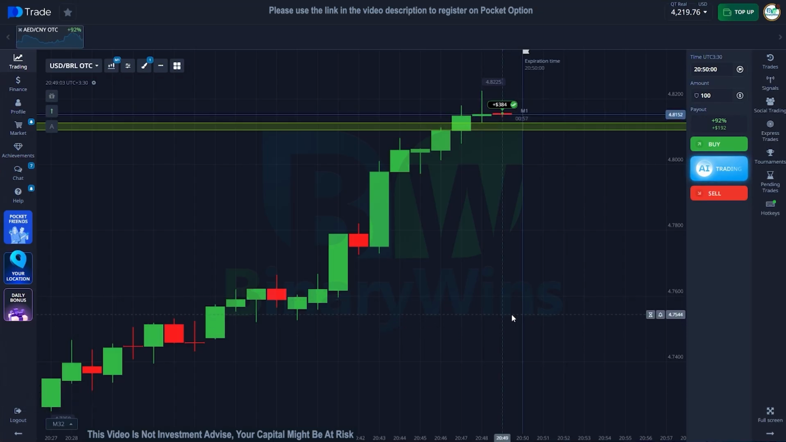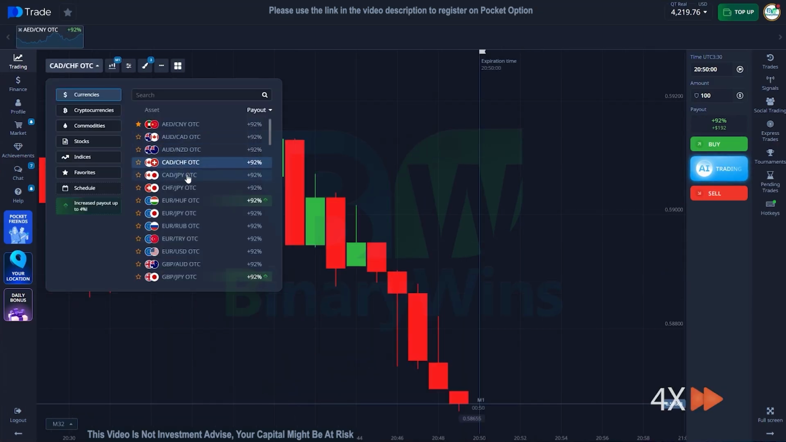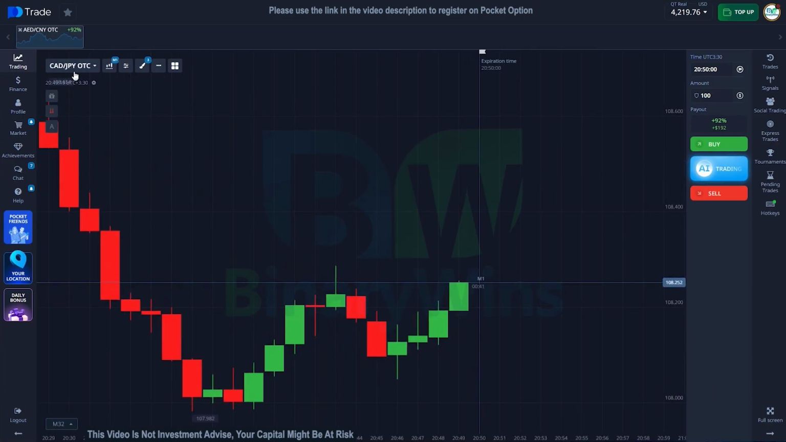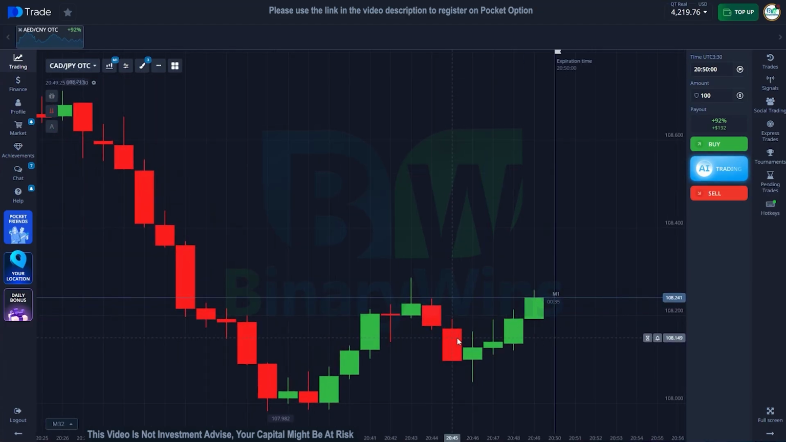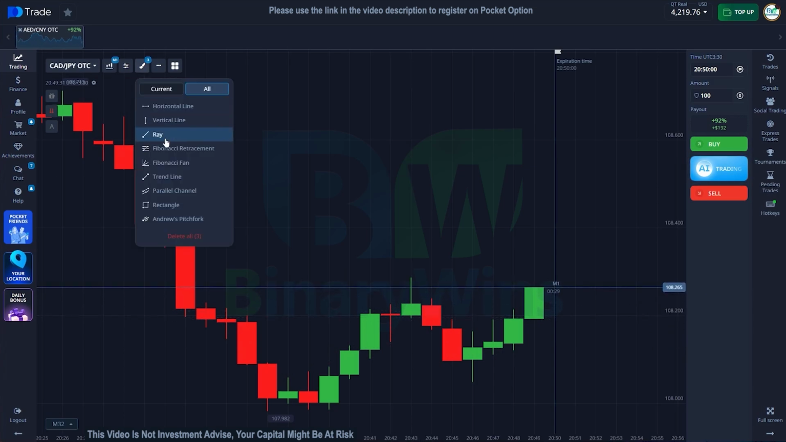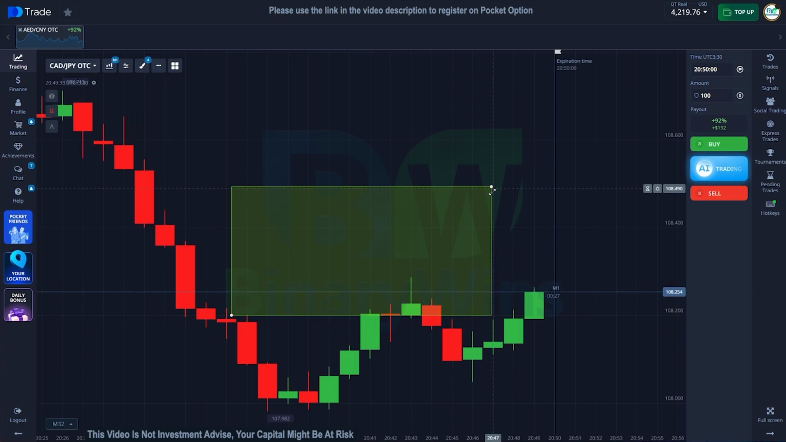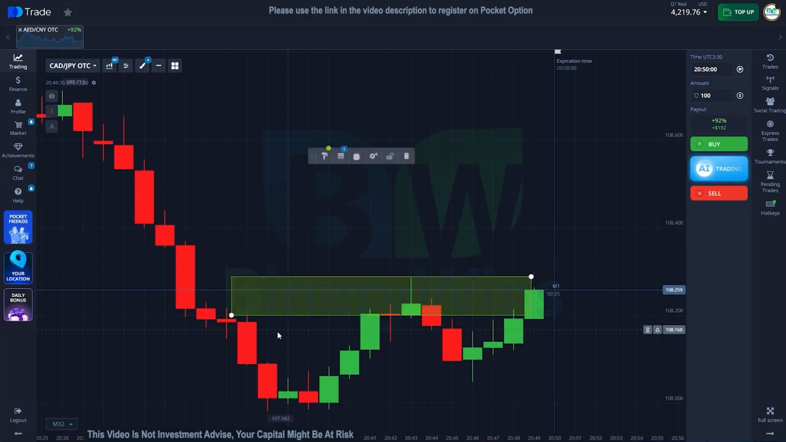Very good. We are on the CAD currency pair. You can see that on the left, we have a strong level.